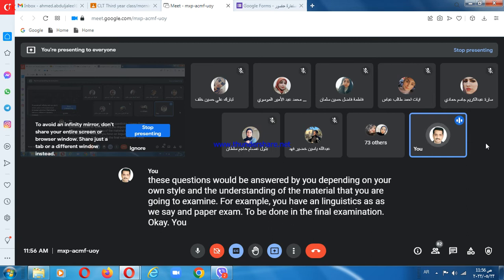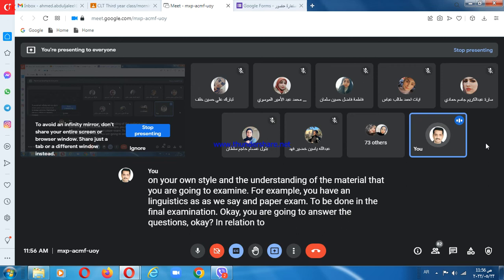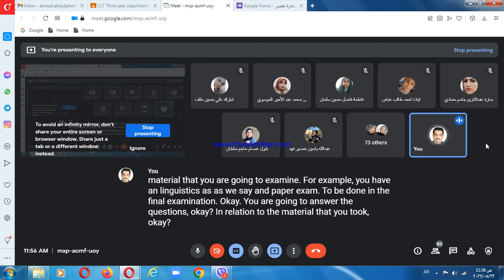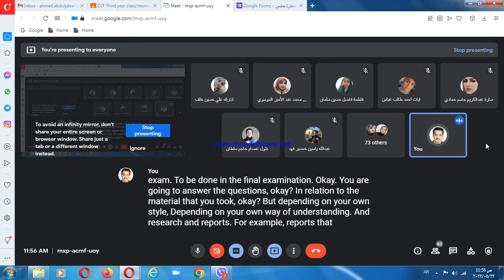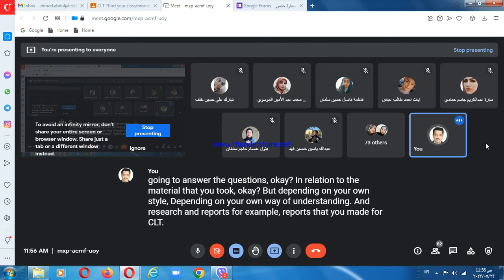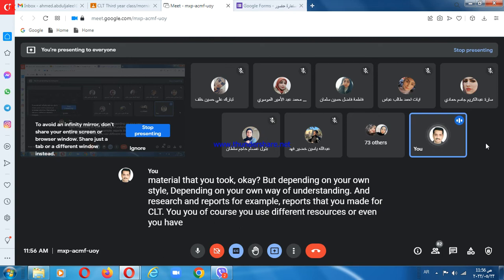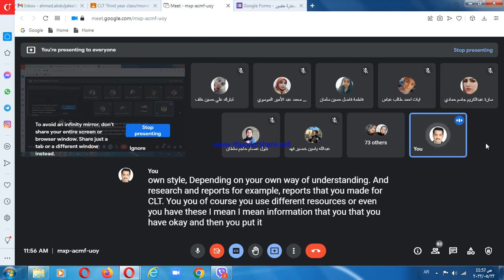You are going to answer the questions in relation to the material that you took, but depending on your own style, depending on your own way of understanding. In research, in reports, for example, the reports that you made for CLT, you use different resources, or you have this information that you have, and then you reorder it in your own style.